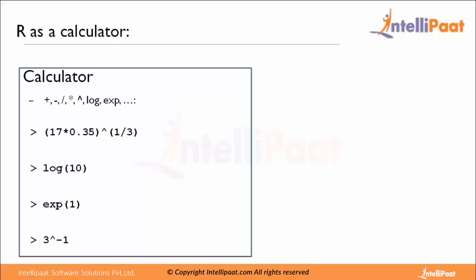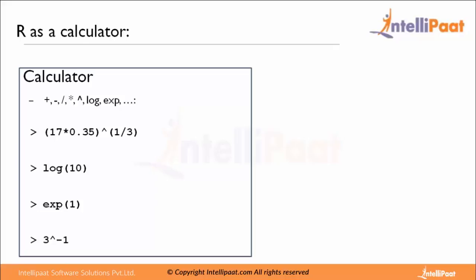Here we are going to talk about calculators. As we use calculators, these are basically operators. So we are going to talk about which operators we use in R programming. There are n number of operators available. Some examples are plus and minus. These are the basic operators that we can use.